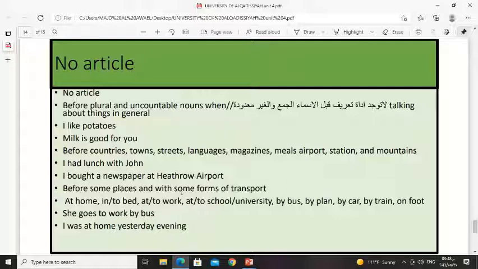Before some places and with some forms of transport we don't use any article. At home, I can't say at the home. In bed, to bed, I can't say to the bed. Or at the work, wrong, at work. At university, she goes to work by bus. I was at home yesterday evening. It is wrong to say I was at the home or I was in home. At home yesterday evening.